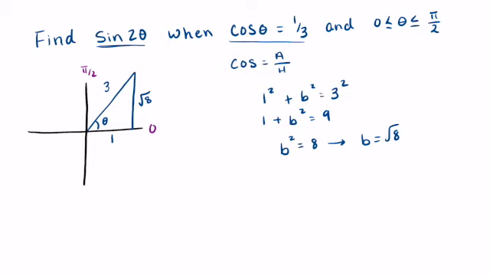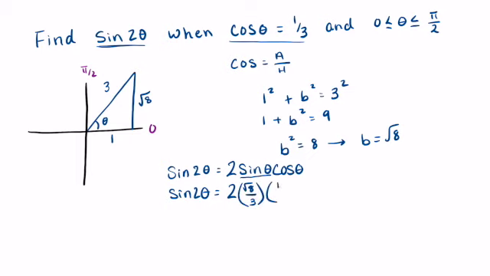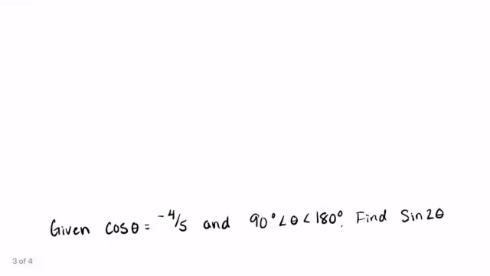So simply, I'm going to take my double angle of sine formula, and I'm just going to plug in everything that I have. So the double angle of sine equals 2 times, well, the sine of theta is going to be the opposite side over hypotenuse, times cosine, which we know is 1/3. Go ahead and simplify that out, and we have 2 times root 8 over 9. And that's it. Very simple, very straightforward, just plugging into a formula and going to town. So let's check out another one.